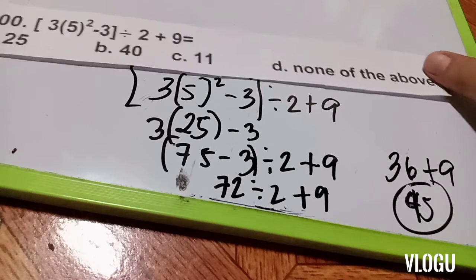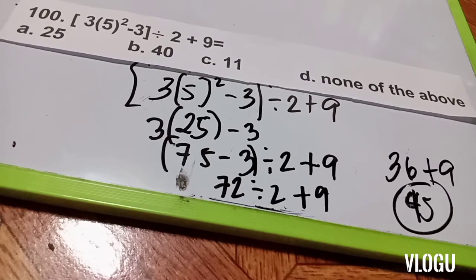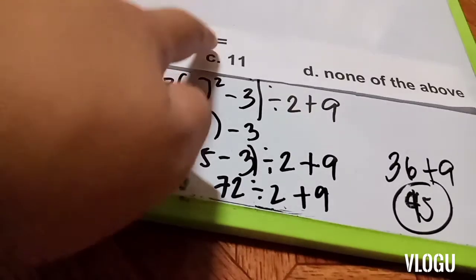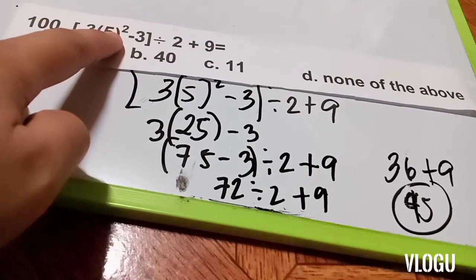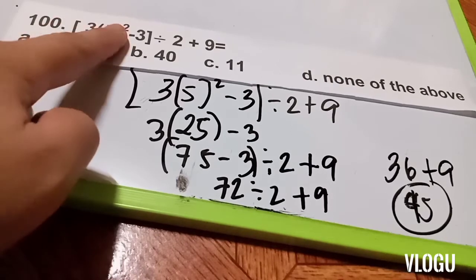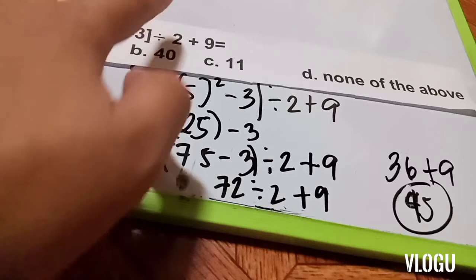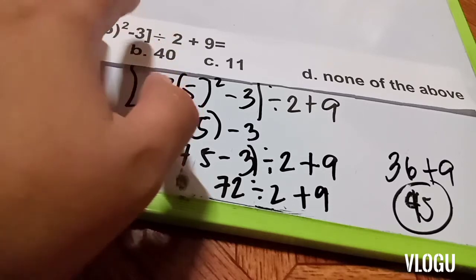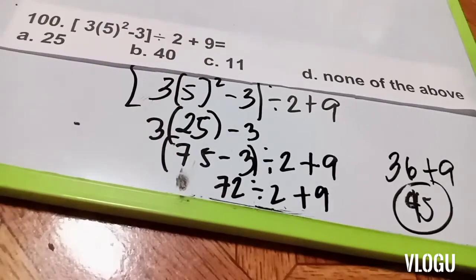So the answer is none of the above. Take note, none of the above is the answer. This is the proper way. Do not go here. We need to have the parenthesis, followed by the exponent, times, and then after that, you only answer the first part, followed by this part. Do not go in this part.